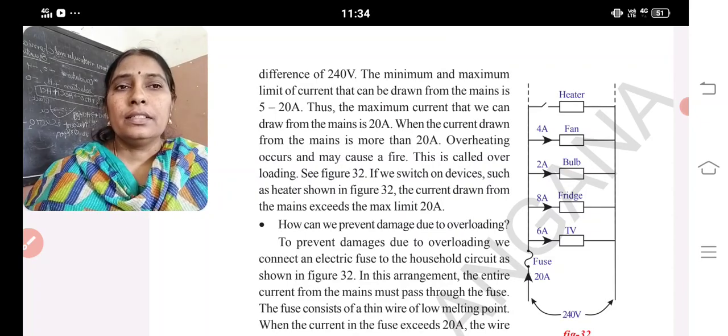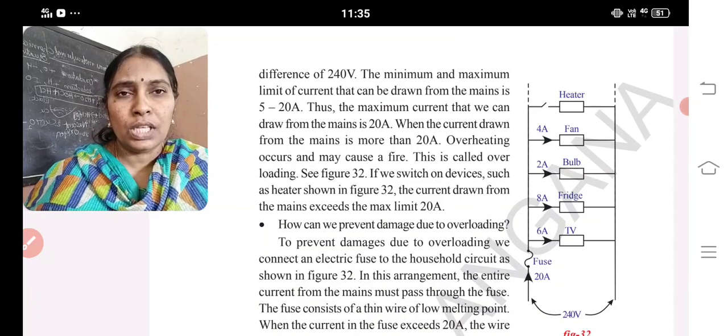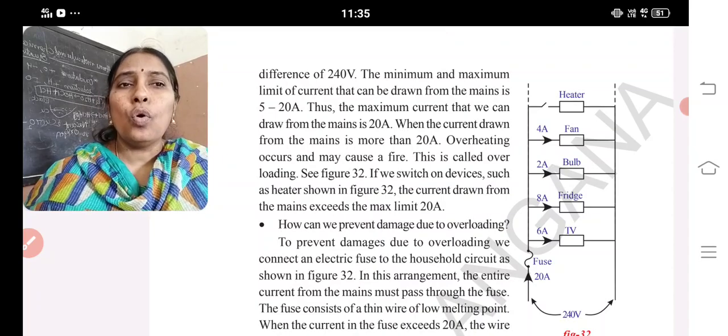Okay, and this is said to be overloading. Beyond the limit, it exceeds the limits. 20 amperes of current must enter the house, but it's exceeding the limit. If it exceeds the limits, then it is said to be overloading. To avoid the overloading, what should be connected in the circuit? Fuse.